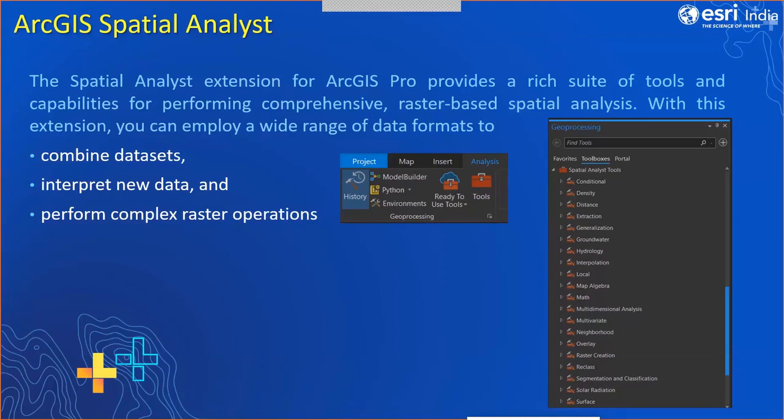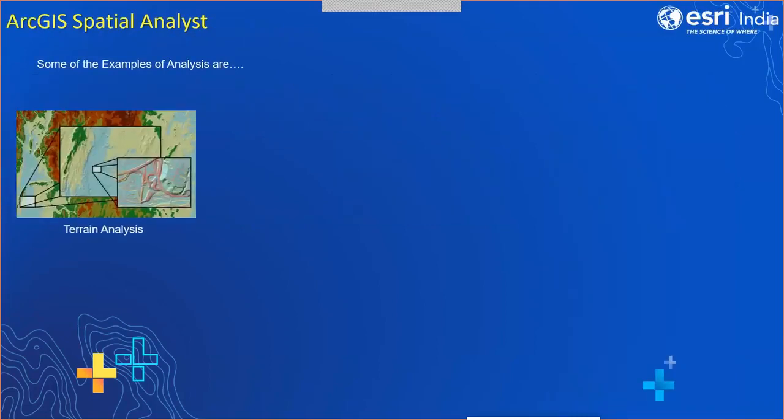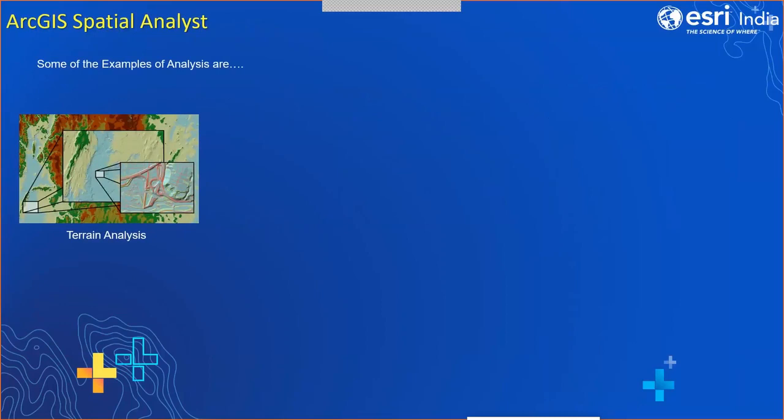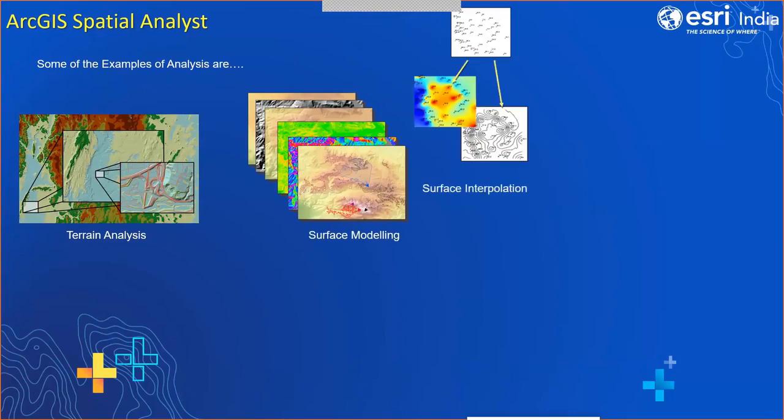Let me show you some examples of spatial analysis. The first one is terrain analysis. When it comes to terrain analysis, you must be aware that we can create slope rasters, aspects, hillshade, curvatures, contours, and so on. All this is part of terrain analysis, and then we have surface modeling.